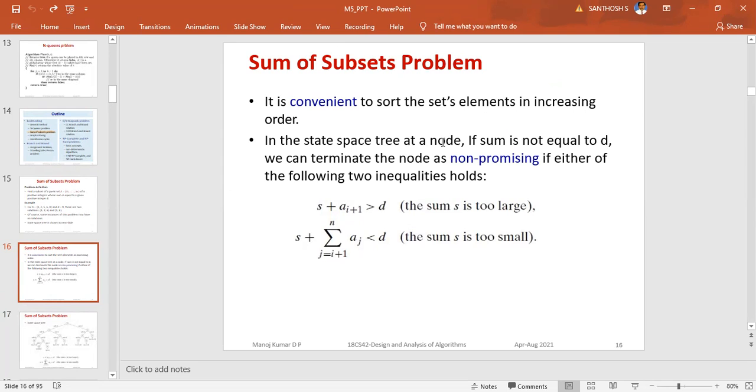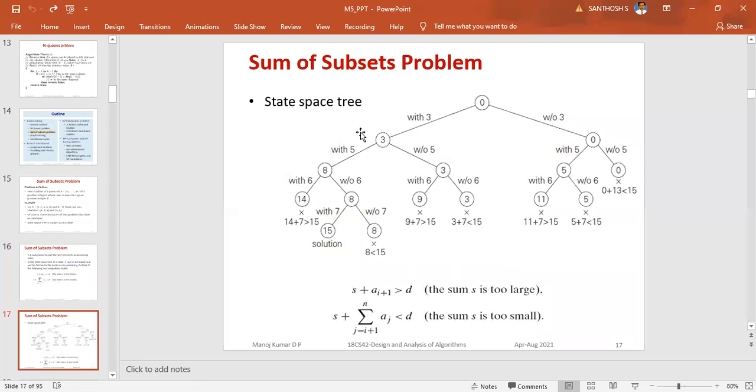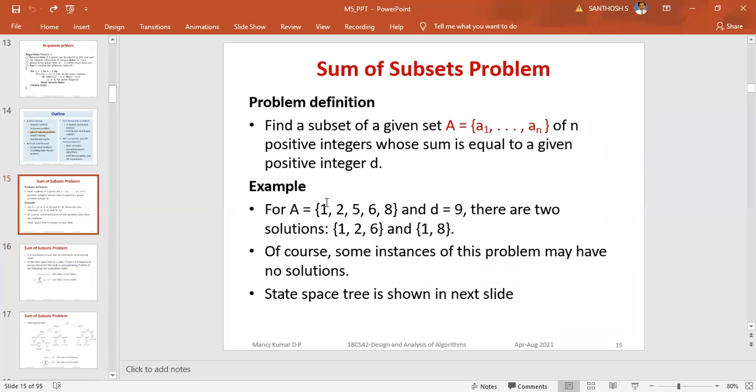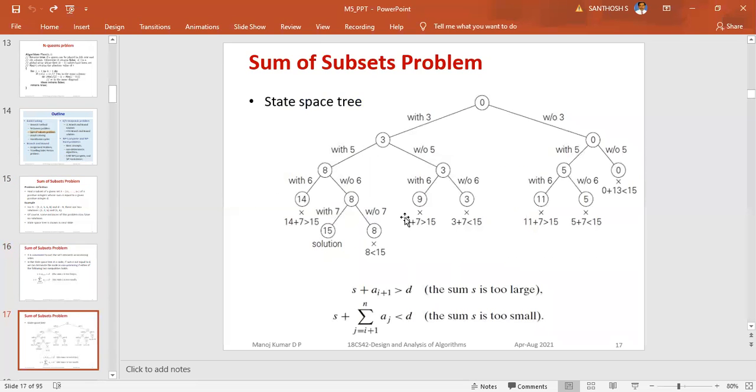In the state space tree at a node, if the sum is not equal to D, we can terminate the node as non-promising if either of the following two inequalities holds: S plus A[i+1] is greater than D, or S plus the sum of A[j] for j equals i+1 to n is less than D. The state space tree starts with 0. They have given 1, 2, 5, 6, 8 and D equals 9. So how do you take this?